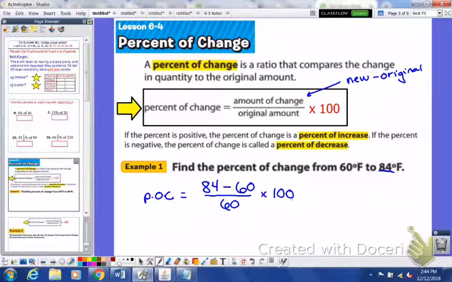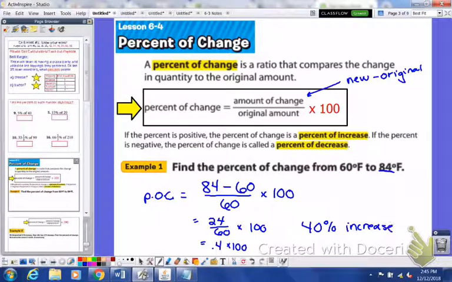Okay, so 84 minus 60 gives us 24 over 60 times 100. 24 divided by 60 is 0.4 times 100. So final answer, 0.4 times 100 is 40. We're talking about percent of change, so 40%, and it went up, so 40% increase. Positive change, so 40% increase. Okay, there is example 1. Now, example 2.